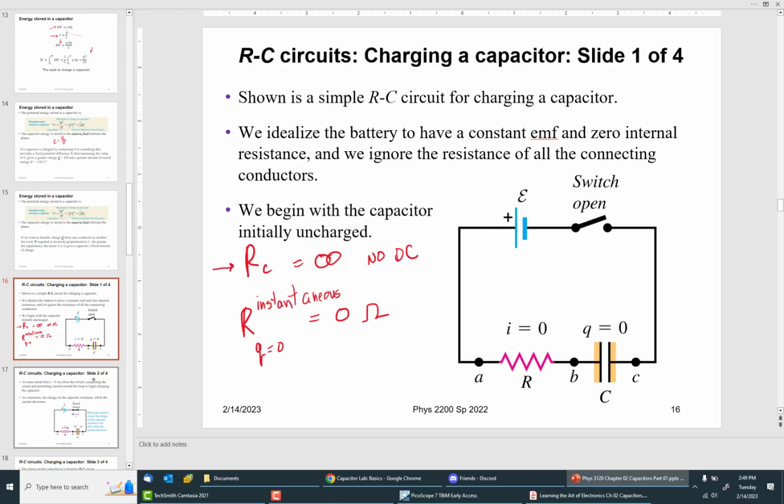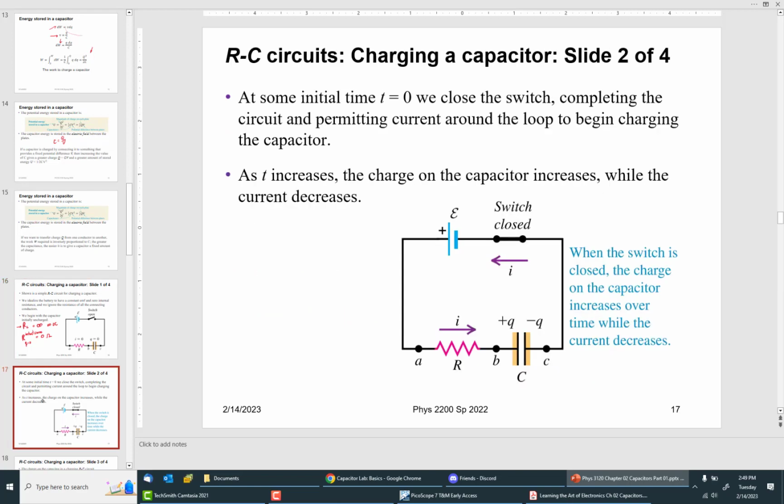Okay, now I don't think things are going to change a lot on the next slide, but just yell at me to go back if you want. So I close the switch, and we see positive is at the left of the battery, so the current flows counterclockwise. And notice it's little i, once again, it's time dependent.